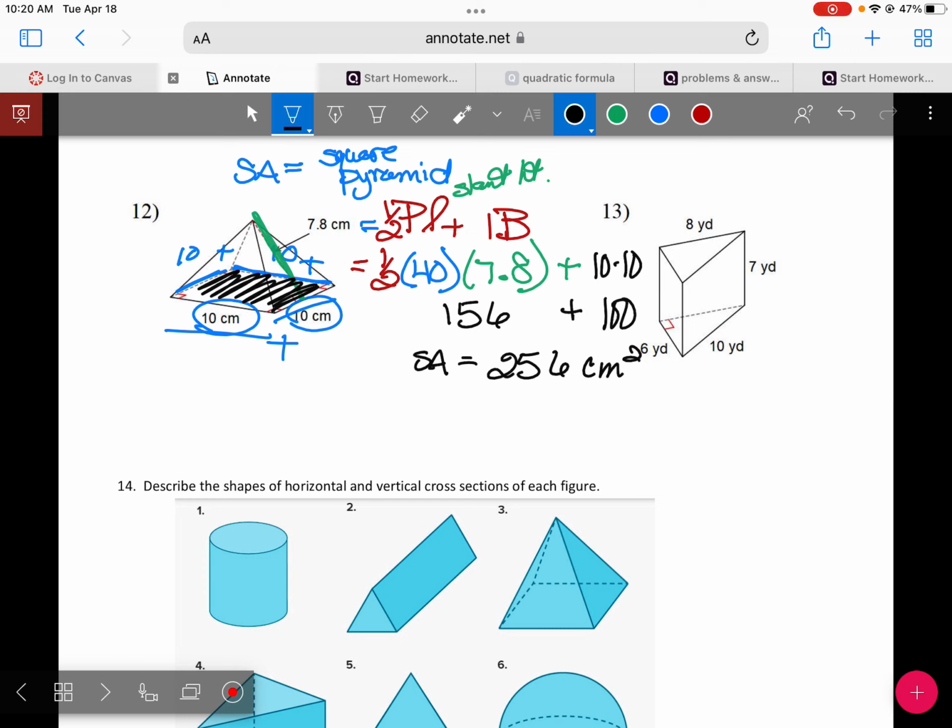Are we supposed to find volume of this too? Actually, yes, you are. It says find surface area and volume of each figure. So volume is 1/3 times the area of the base times the height.